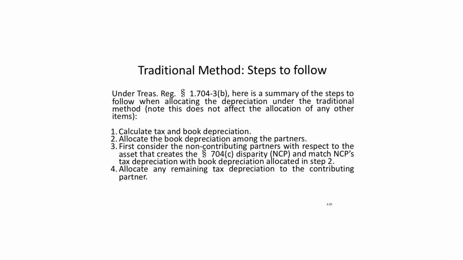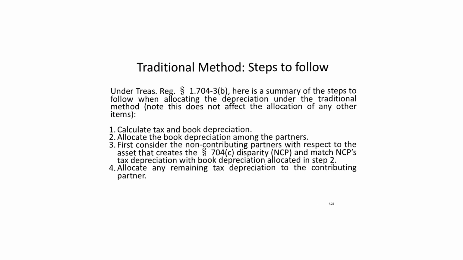Here's the steps that we follow. We calculate the tax and book depreciation. And by the way, this is found in Reg 1.704-3(b). We calculate the tax and book depreciation, and we're going to use the allocation ratios provided to us in the partnership agreement. Then we allocate book depreciation first.